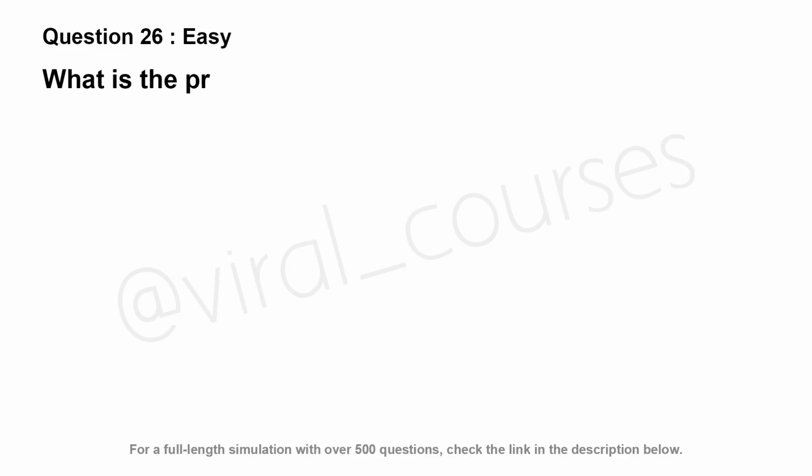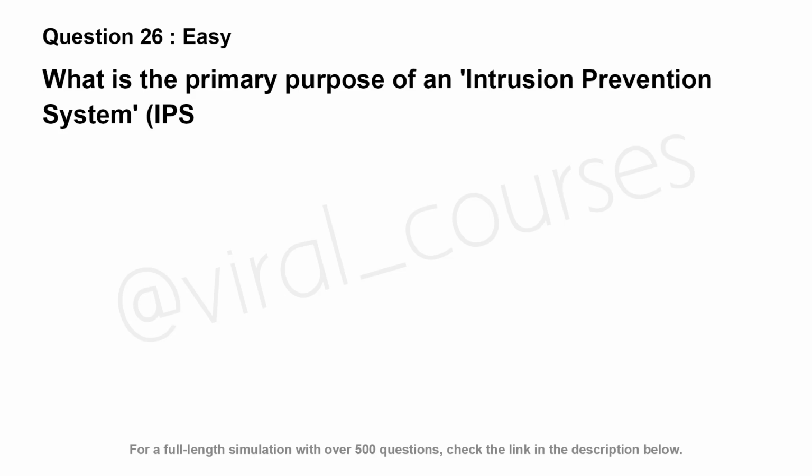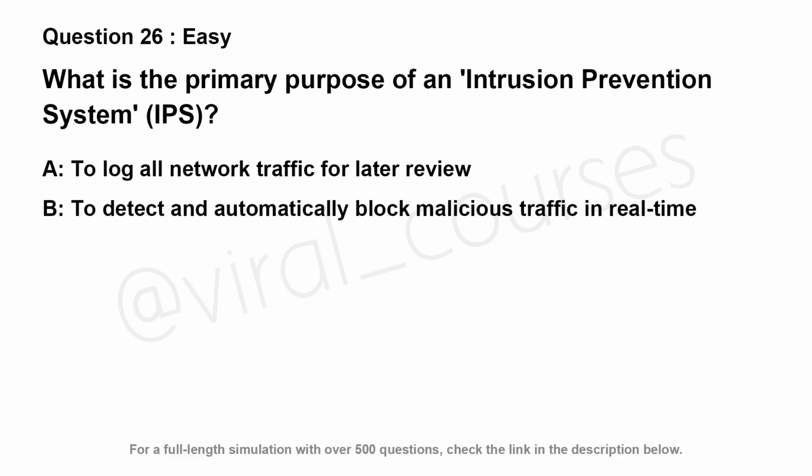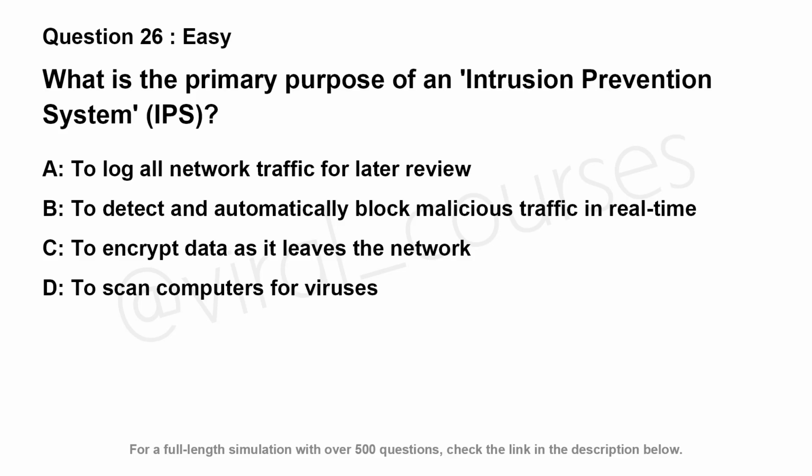What is the primary purpose of an intrusion prevention system, IPS? Option A. To log all network traffic for later review. Option B. To detect and automatically block malicious traffic in real time. Option C. To encrypt data as it leaves the network. Option D. To scan computers for viruses.